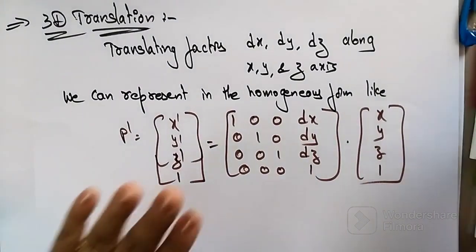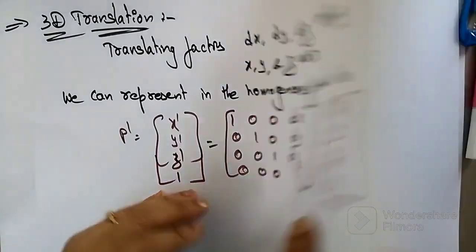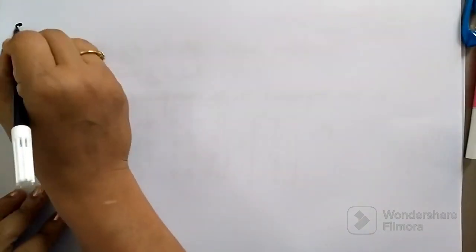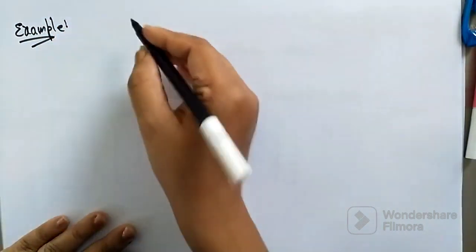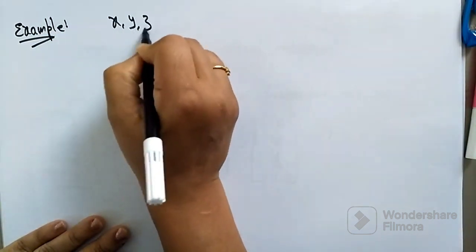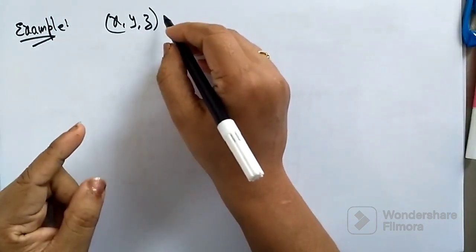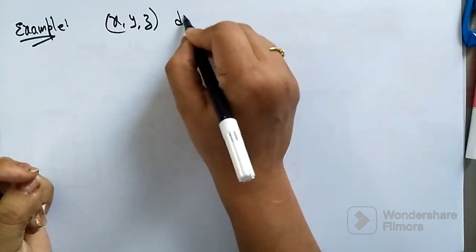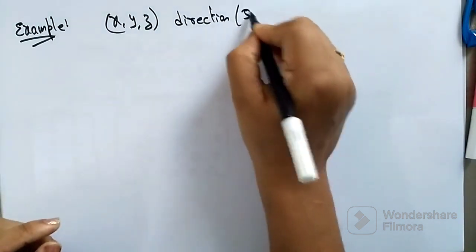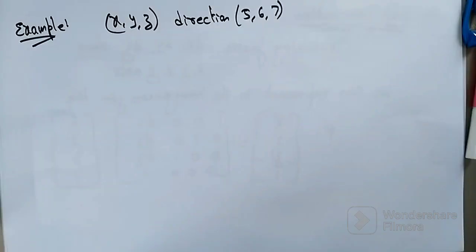Okay, so let me take one simple example to explain this 3D translation. A point has x, y, z coordinates, that is 5, 6, 7. The translation is done in the x direction by 3 coordinates, in the y direction by 3 coordinates and in the z direction by 2 coordinates. Shift the object and find the new position of the object. So that is the question.